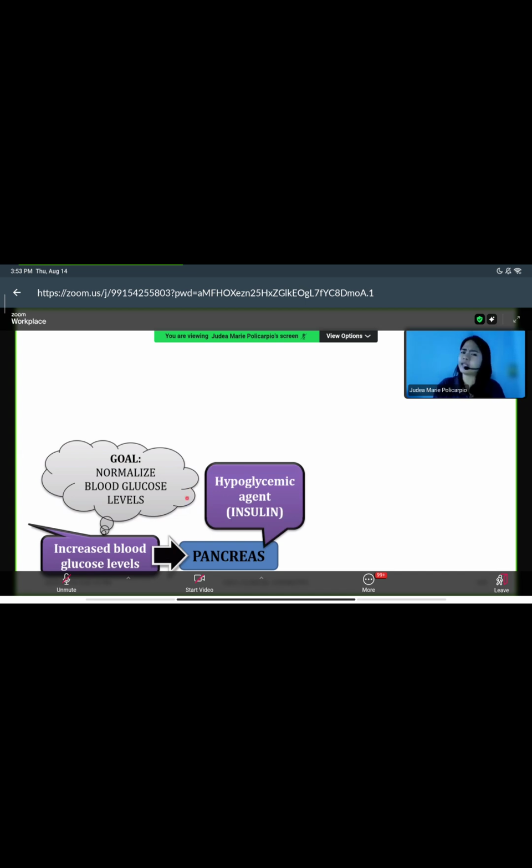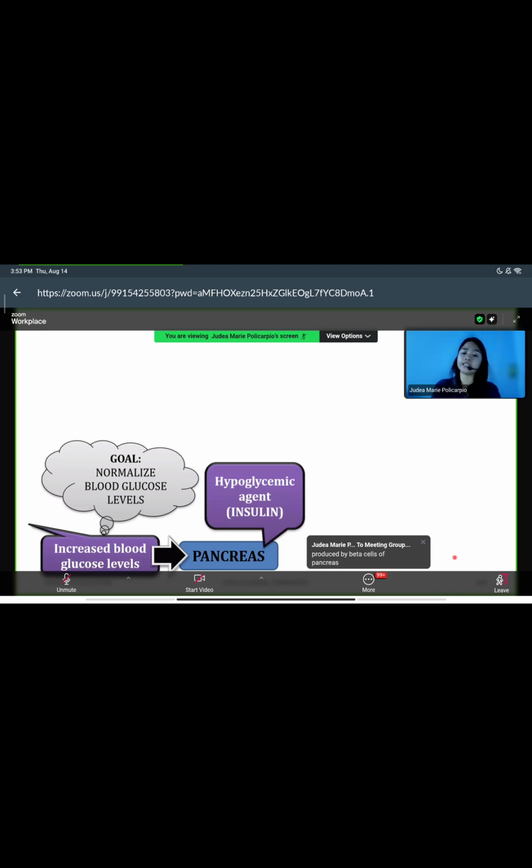So kapag natunugan ng katawan mo na, oy, mataas ang glucose, kailangan nating ibalik sa normal yan. Anong gagawin ng pancreas natin? Si pancreas, magpo-produce siya ngayon ng pampababa ng sugar sa blood. And sino nga ba yung hormone that can lower the glucose levels in the blood? That would be your insulin. And speaking of the insulin, recall question, insulin, una sa lahat, it is a hypoglycemic agent, meaning it is an agent that can lower the blood glucose levels. And they are produced by the pancreas. To be more specific, they are produced by the beta cells of the pancreas.